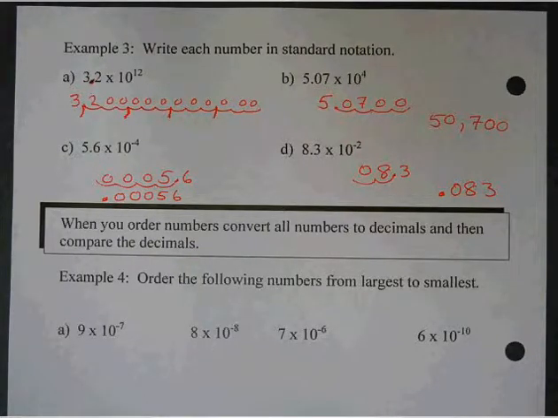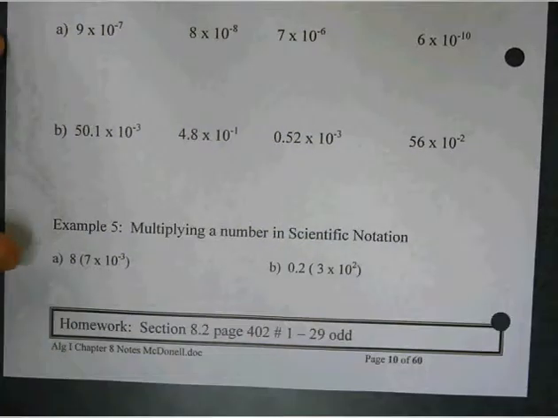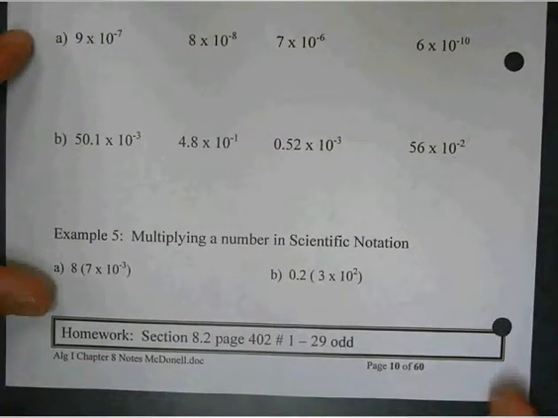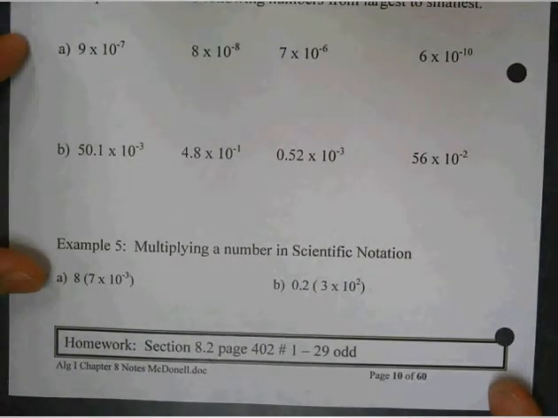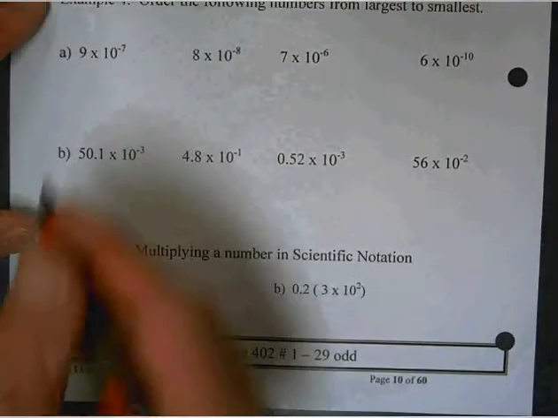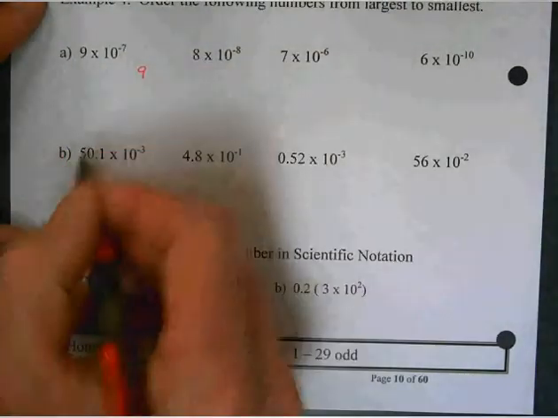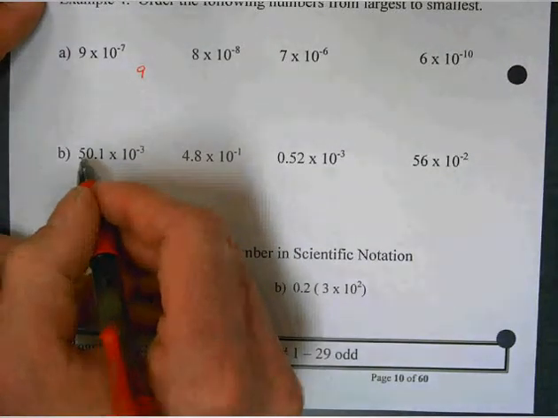Let's look at the bottom. Putting things in order. Understanding what numbers are large, what numbers are small. All right? The easiest way to compare these numbers is to change them all to decimals. So here's where we're going to have to get our calculators out a little bit and make sure we're okay. Let's write 9 times 10 to the 7th as a decimal. Okay? How many positions do I have to move?